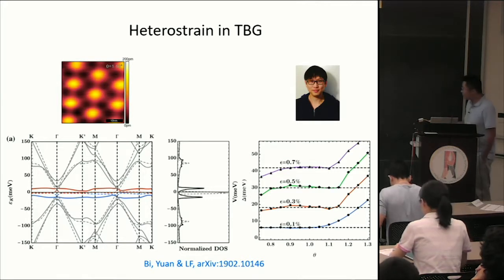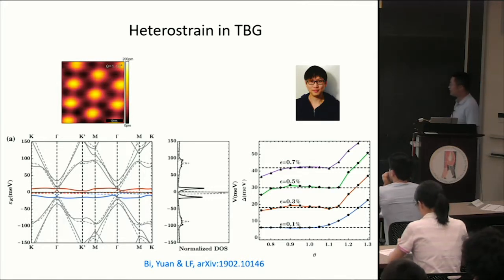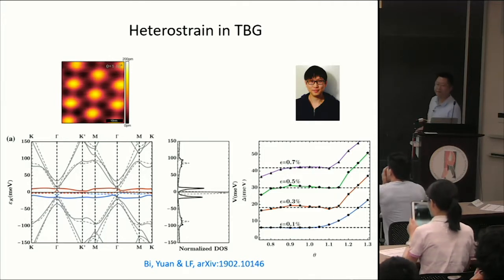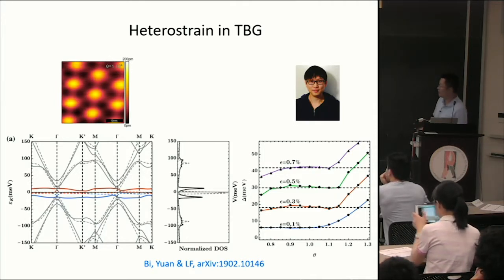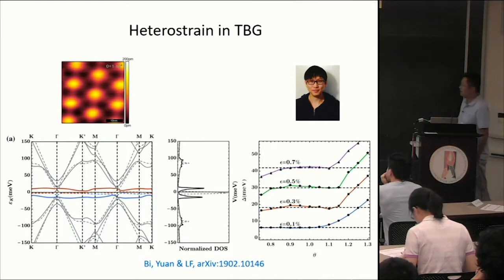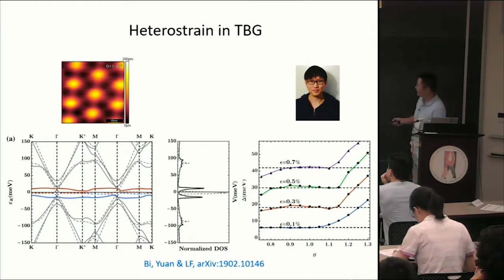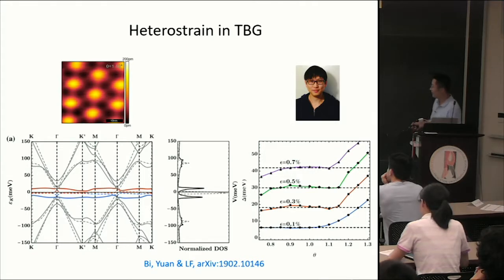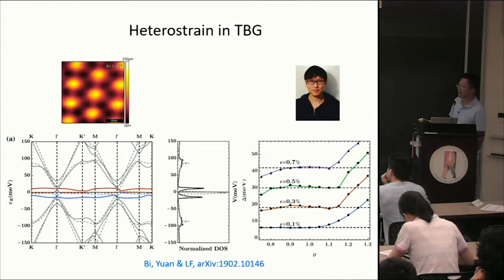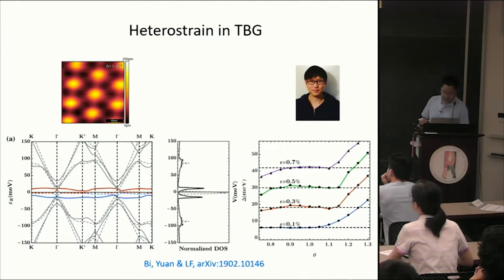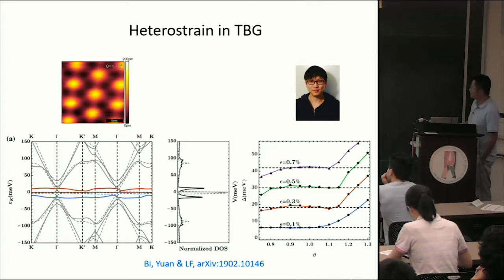So we took this experimental observation as input and then calculated the Moiré band structure using the simplest continuum model, but now taking into account the presence of the heterostrain. And this is the band structure. Now you see that the Moiré bandwidth is much enhanced. The Van Hove peaks are now separated by a few tens of millielectron volts. That is at least qualitatively in agreement with the STM experiment. Moreover, we can look at the Moiré bandwidth as a function of twist angle for different amounts of heterostrain.